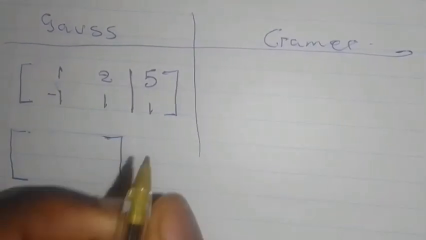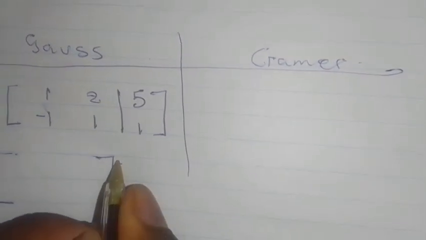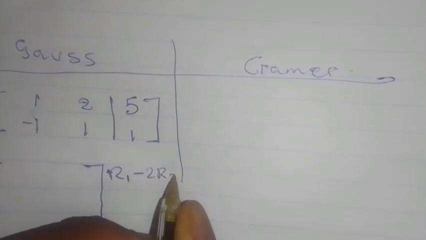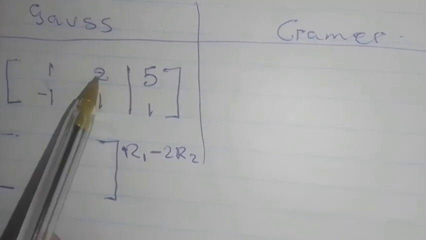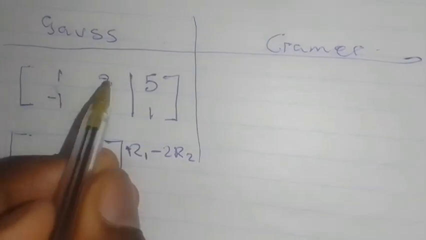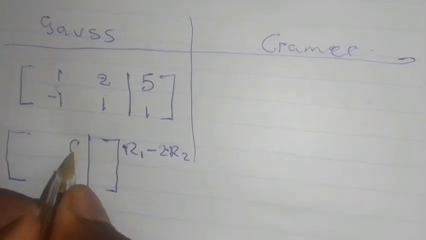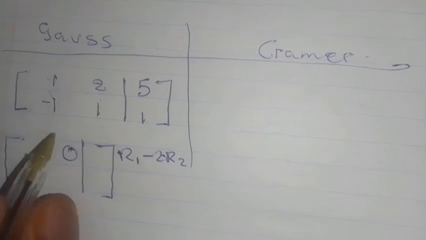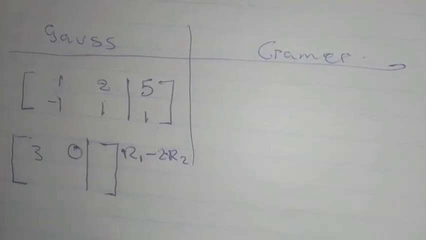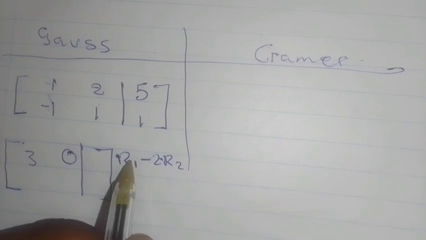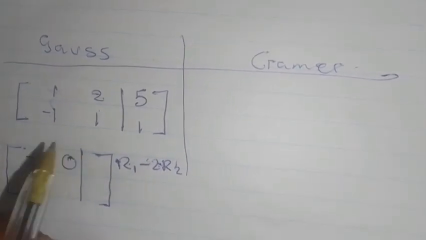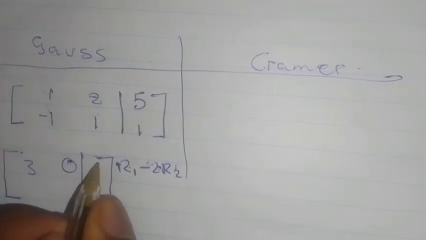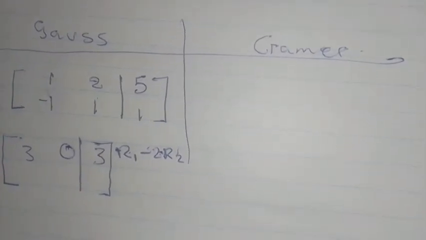If we want to make this one to be 0, we can replace row 1 with row 1 minus 2 row 2. If we do that, then we have 2 minus 2 into 1, which will give us 0. And here we'll have 1 minus 2 into minus 1, so that means we'll have 1 plus 2, which will give us 3. And then here we have 5 minus 2 into 1, that's technically going to give us 3 since it's 5 minus 2.